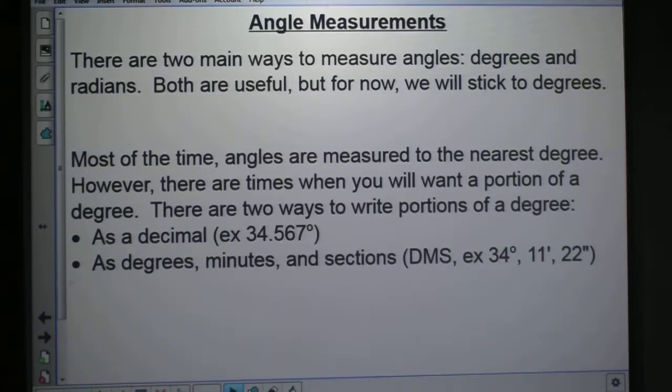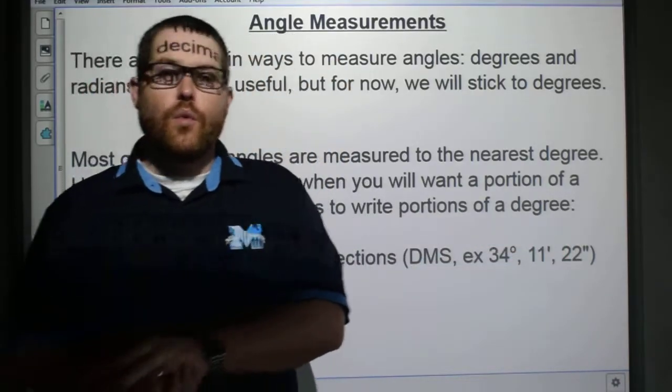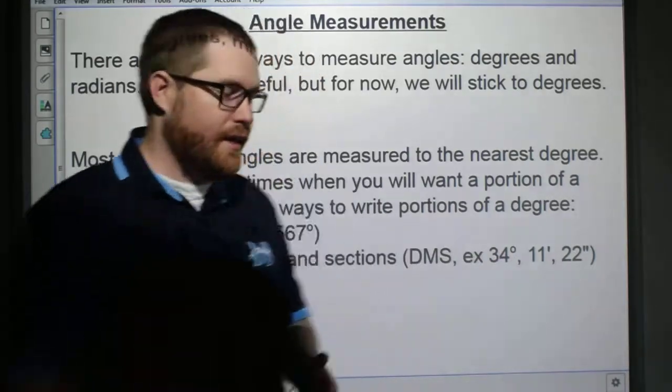Angle measurements. We measure angles in degrees and radians, but for now we're just going to stick to degrees, which you're more familiar with. Most of the time, angles are measured to the nearest degree. However, there are times you want to write a portion of a degree. There are two ways to do that. You can do it as a decimal, like 34.567 degrees, or you can do it in degrees, minutes, and seconds. So this would be 34 degrees, 11 minutes, 22 seconds. So we're going to practice converting between decimals to degrees, minutes, seconds, and back again.